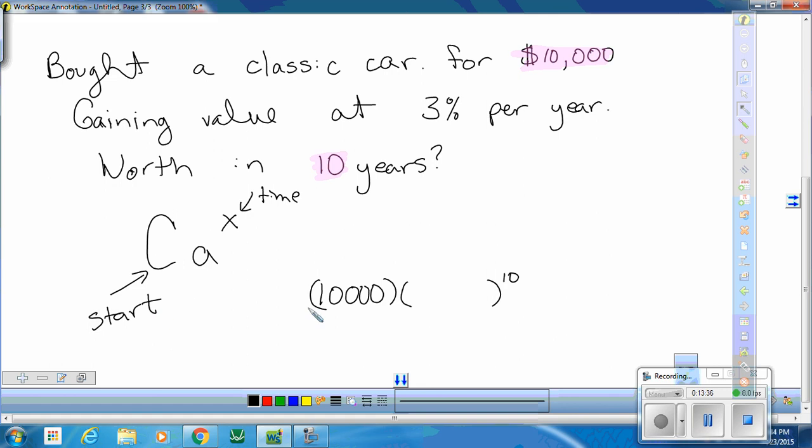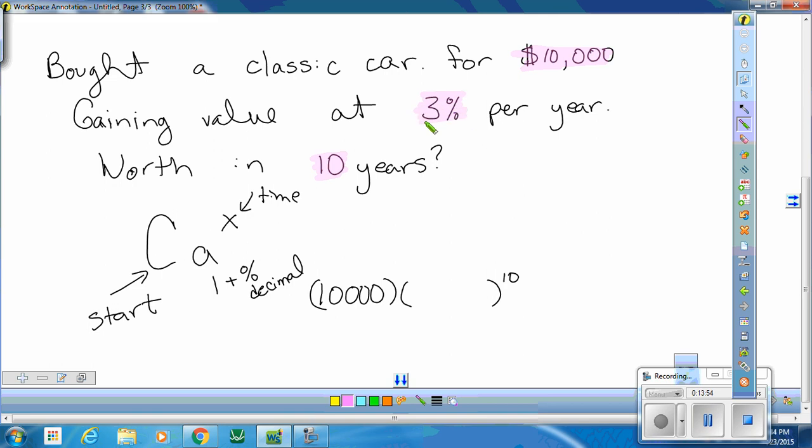And then we have to find our growth factor. A is our growth factor, and remember we said that that's going to be 1 plus the percentage as a decimal. Don't forget, don't do 1 plus 3. That's going to give us a very bad answer. First, I need to change my percentage to a decimal. So if it is 3%, that is going to be 0.03. And then I have to add that to 1. So this is going to be 1.03.